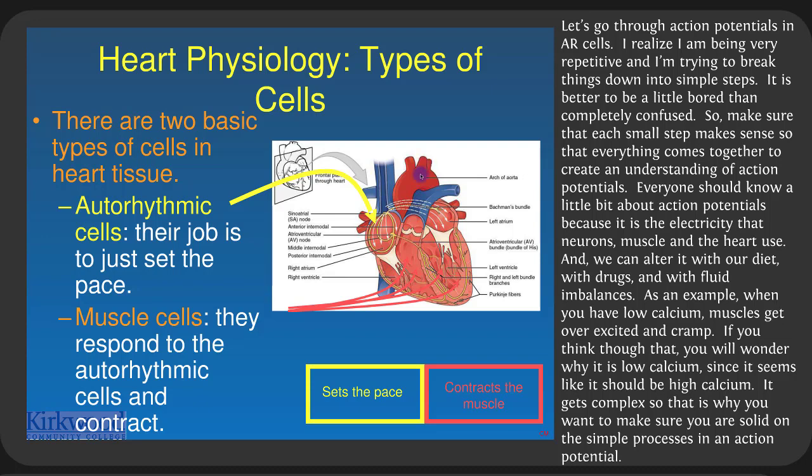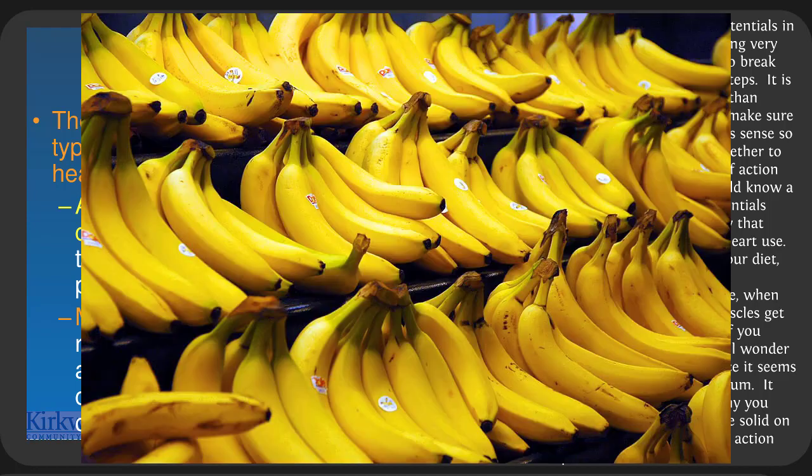As an example, when you have low calcium, muscles get overexcited and cramp. If you think through that, you'll wonder why it's low calcium, since it seems like it should be high calcium that causes cramping. If calcium causes muscle contraction, then you'd think high calcium would cause cramping, but it's actually more complex than that. In any case, you want to get these things because if you wake up in the morning and you have a cramp in your neck, and you understand electrolytes, you know what you need to do is consume some calcium, or later we'll talk about how you can also get your calcium up with acid or potassium.